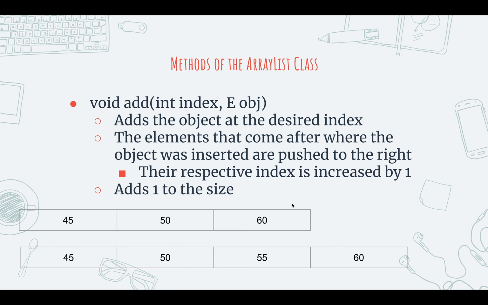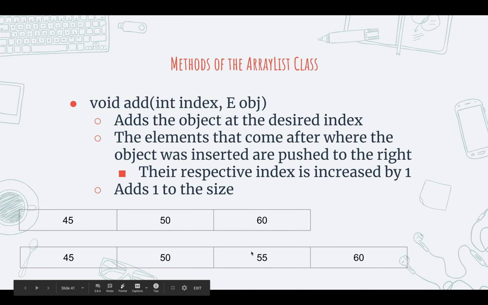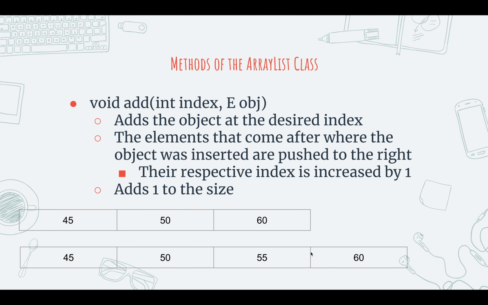This would have been hard within an array, because in an array we would probably have to make a new array, have it set to 4 elements, and then get all the values from our previous array, input them within the new array, but skip this position so that we could add the 55, which is a big hassle. Luckily, the ArrayList class makes it easy for us by doing so through one method call.